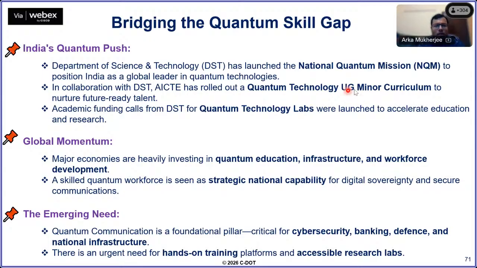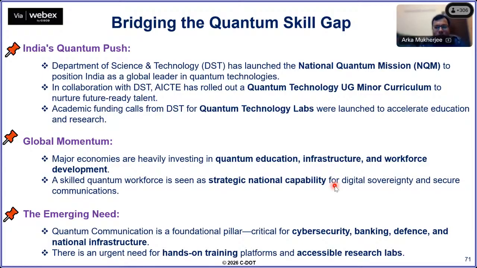So they have come out with a good syllabus for the UG quantum technologies course, and there were also funding calls from DST for quantum technology labs. They are to fund some universities to establish quantum technology labs, and it is at par with global trends. Like in other major economies, they are also heavily investing in quantum education and initiatives. It is also very imperative that we need a skilled quantum workforce, and that is seen as a strategic national capability building, because every country now needs to secure its own digital infrastructure from quantum threats. So that's why we need to secure our cyber security infrastructure, banking networks, defense and strategic networks.